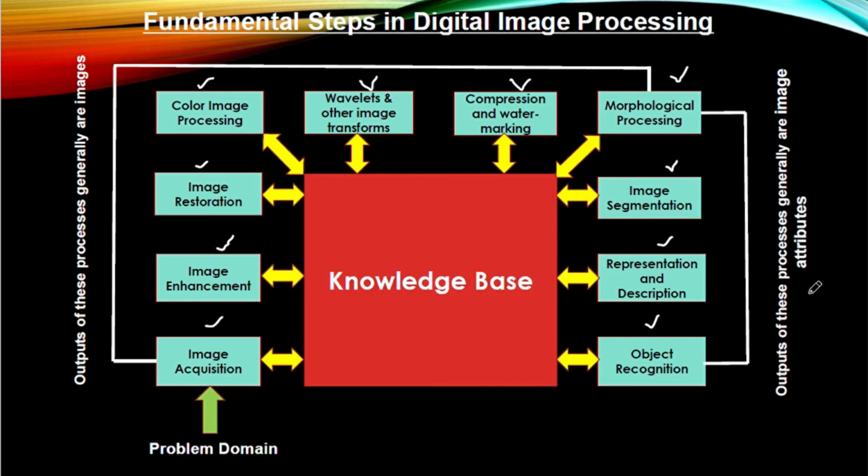Means the output is not a complete image. It may be a partitioned image. The outputs may be features. The outputs may be some values like that. It's only the morphological processing where we are getting two things. Sometimes the output from the morphological processing step may be image, and sometimes it may be image attributes. I'll see one by one about these steps.